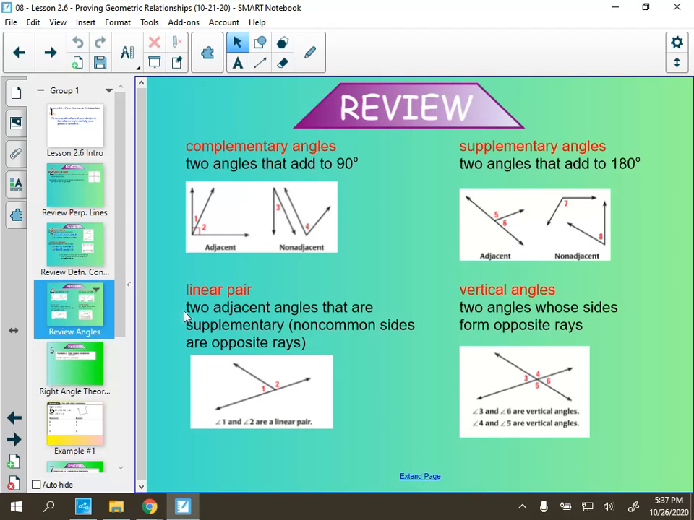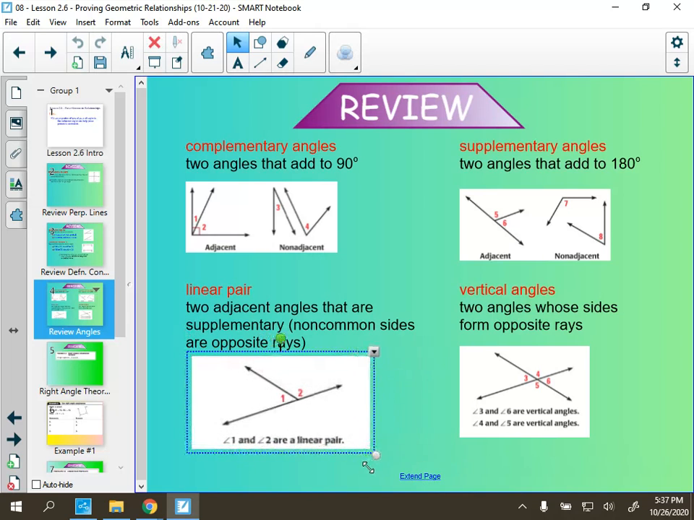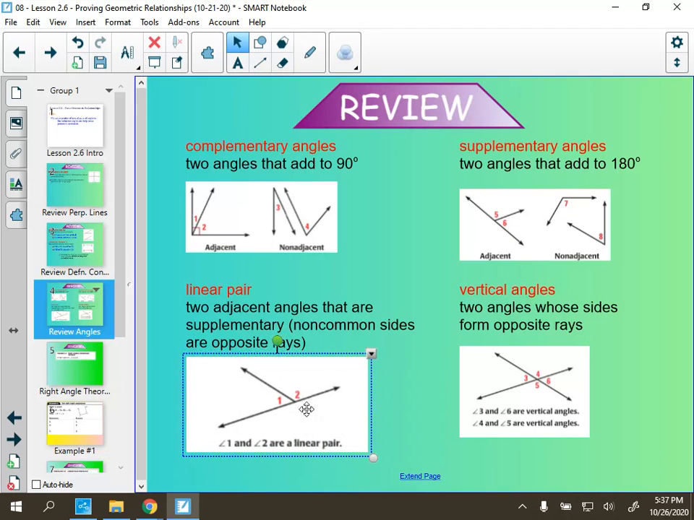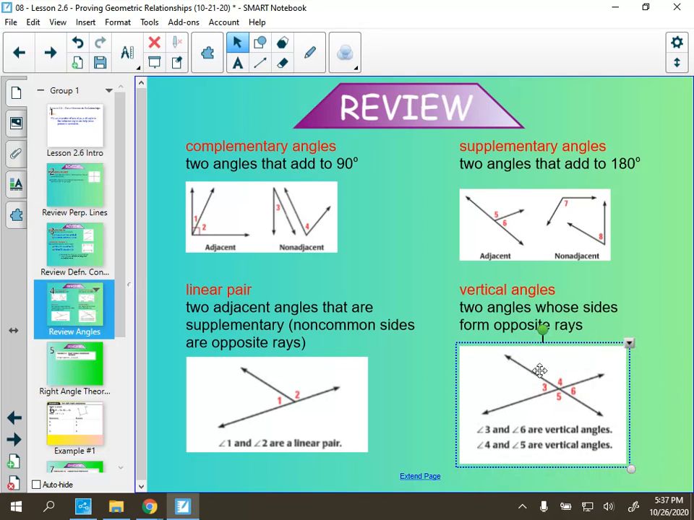Ones that maybe were newer, from lesson 1.6, a linear pair. I know it's kind of small here, but a linear pair is adjacent angles. So remember, adjacent means sharing a vertex. They're sharing this vertex right here, sharing the side, and their non-common sides form opposite rays, or we could also say that they are supplementary.